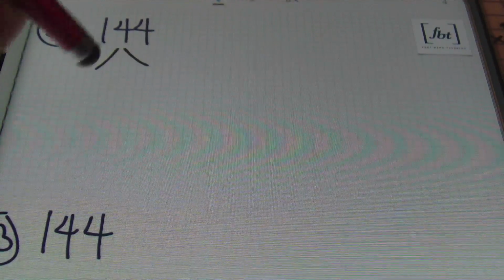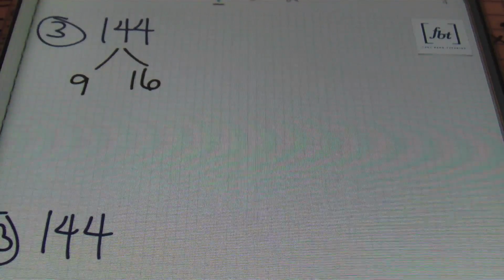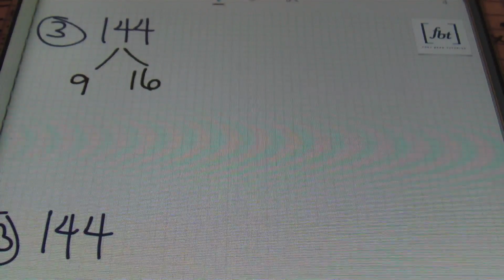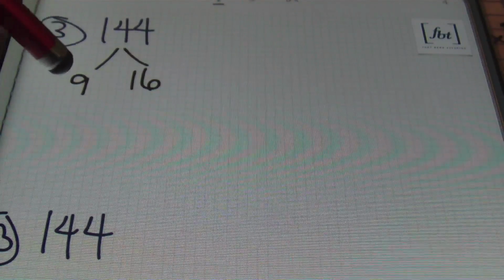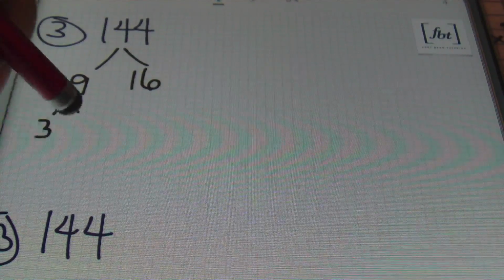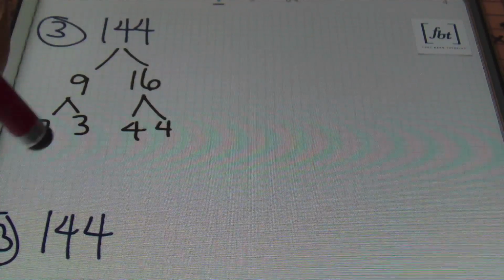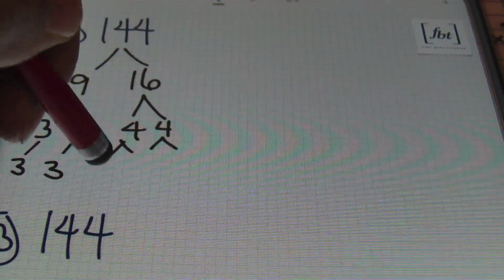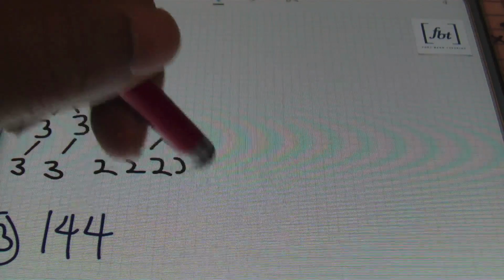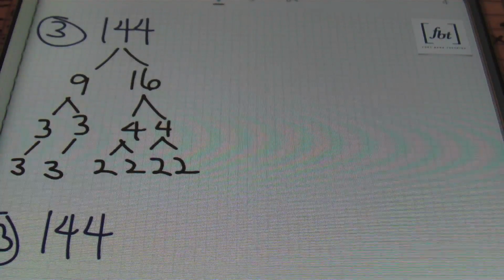Matter of fact, I'm going to use 9. I'm going to say 9 times 16 because that multiplies to give me 144. You could have said 12 times 12. I know, but I'm going to use 9 times 16. So 9 breaks up into 3 times 3. And 16 I'll use 4 times 4. So I bring down the 3, and these 4s will break up into 2 times 2 times 2 times 2, okay? So I'm left with nothing but prime numbers, so I'm done.